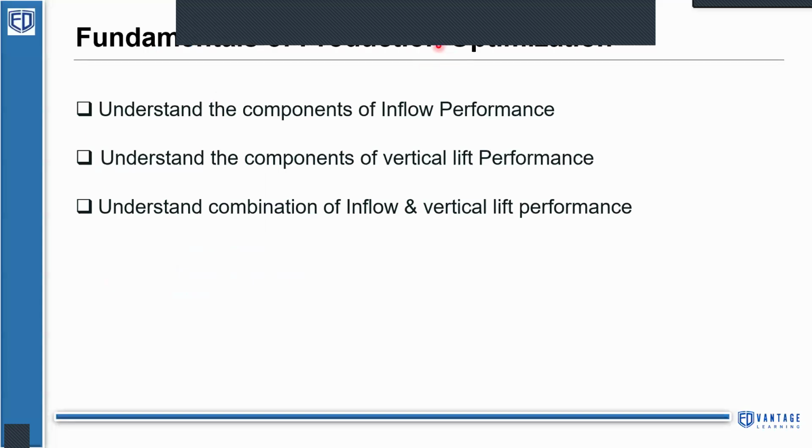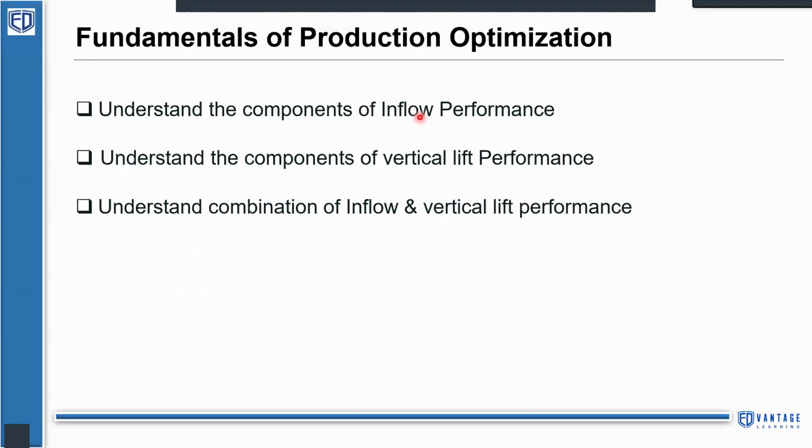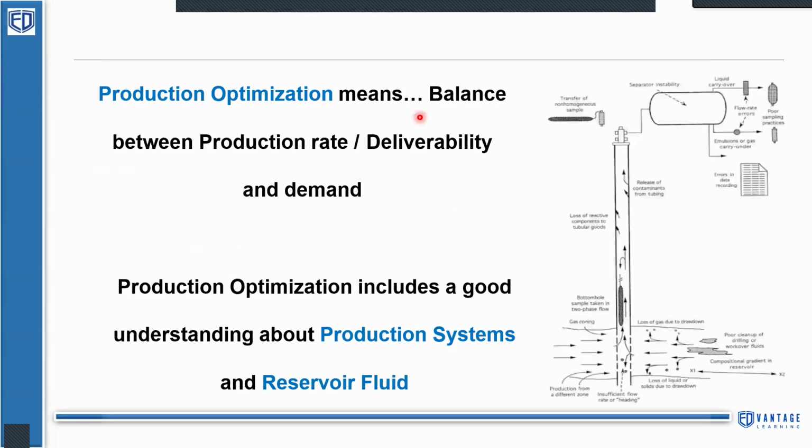So what are the basic fundamentals of production optimization as a separate course in petroleum engineering or the oil and gas industry? To know that, we need to first understand the components of inflow performance, the components of vertical lift performance, and the combination of both together. As I have told you before, production optimization is the balance between production rate or deliverability and, of course, demand.